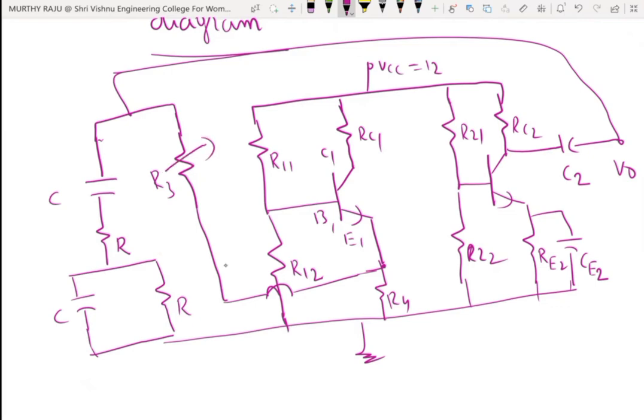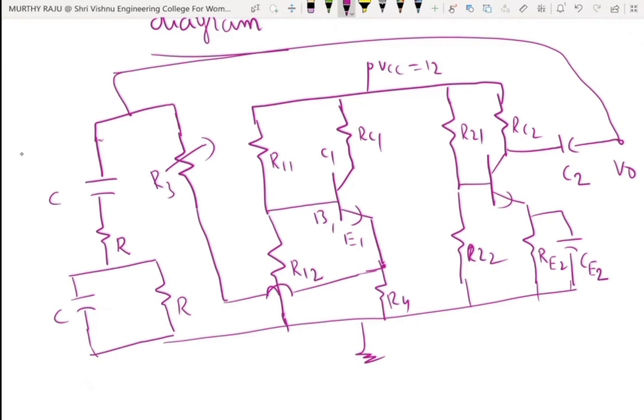This R3 is the variable one. By adjusting the R3 value, we will get the pure sine wave. We will see that now in the simulation part.